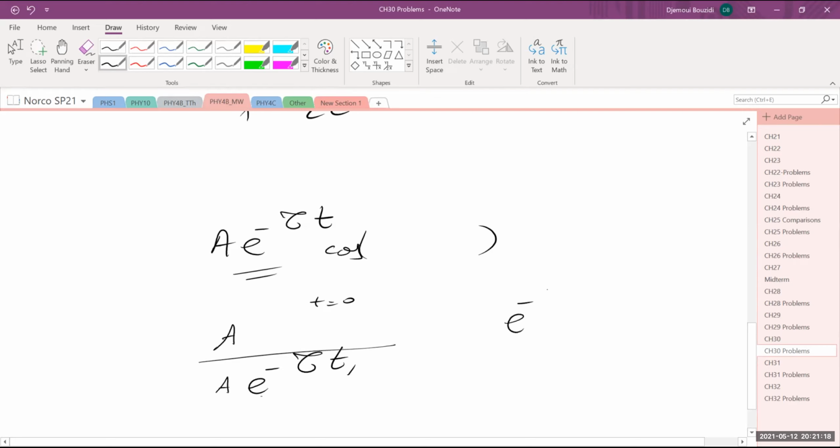And tau, I found its value to be 1700. So if I divide ln by that number, remember ln of the fraction is actually negative. So ln of 0.1 divided by tau, and tau is 1700.